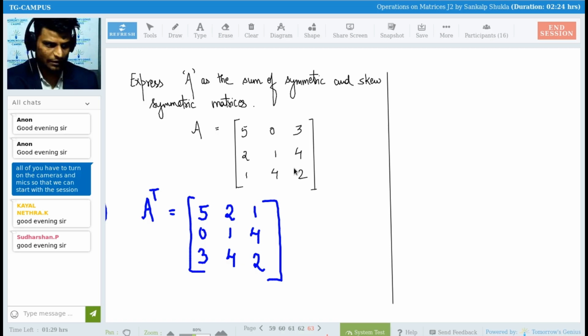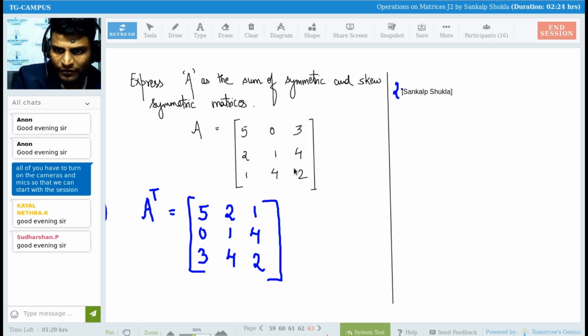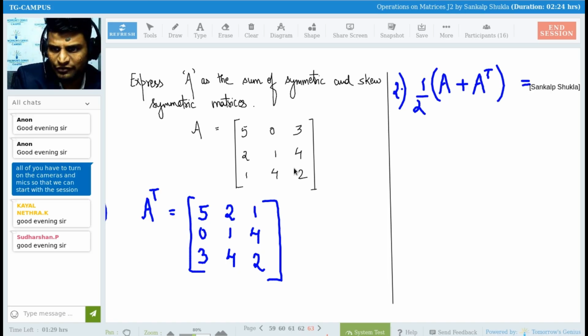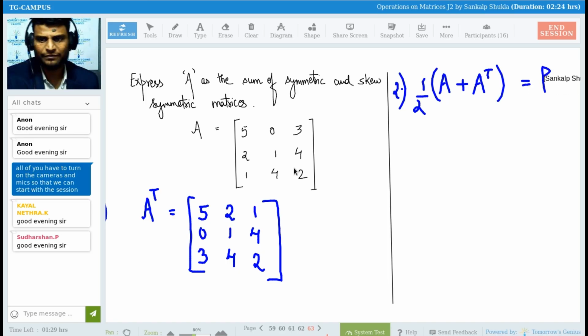Now the second step is to find A plus A transpose, or directly find half of A plus A transpose. So this is going to be your P. So I'll find A plus A transpose.